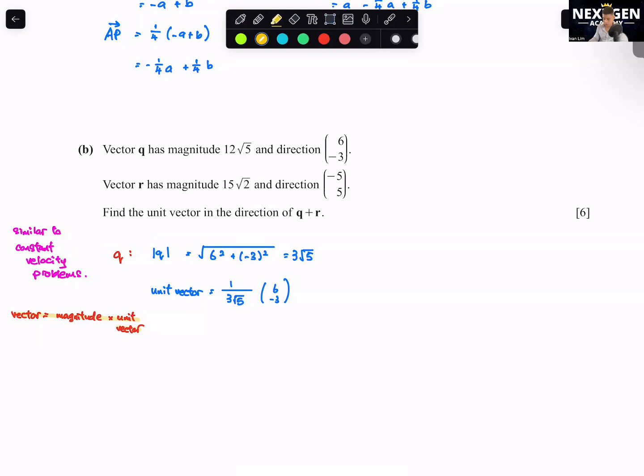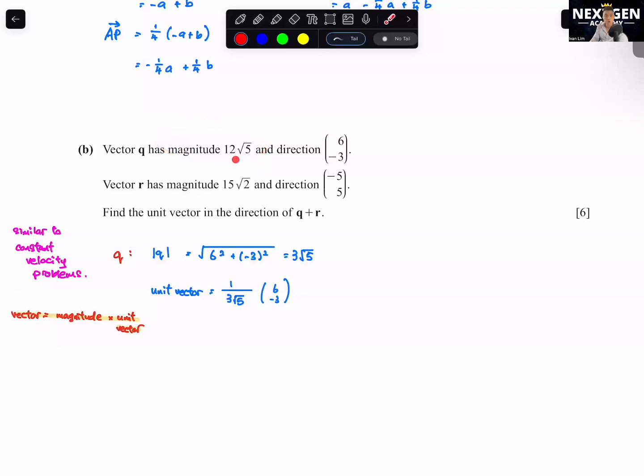Vector equals magnitude times unit vector. You got your magnitude that they give you. Then here, speed times unit vector, correct? Speed is a magnitude. So in the constant velocity problem, the speed is replaced by this word.